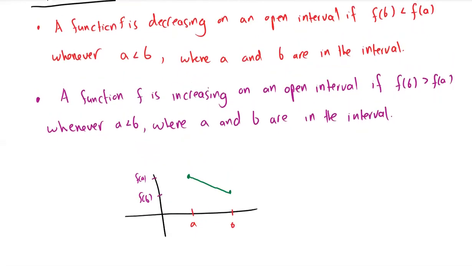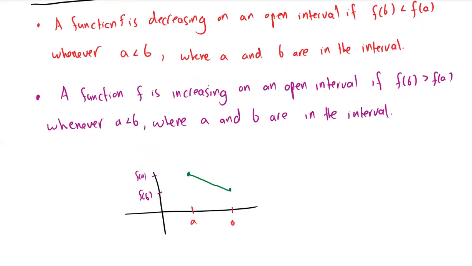Now, for increasing, a function f is increasing on an open interval if f of b is greater than f of a, whenever a is less than b, where again, a and b are any inputs in the interval. And then translating this to a graph, we still have a and b here. A is always going to be less than b. Like I said, this is just saying that we're reading the graph left to right.